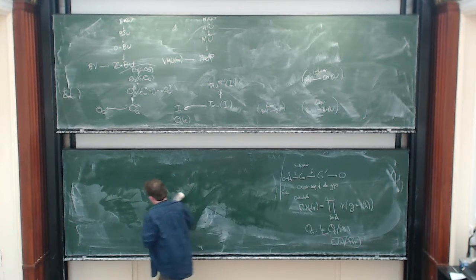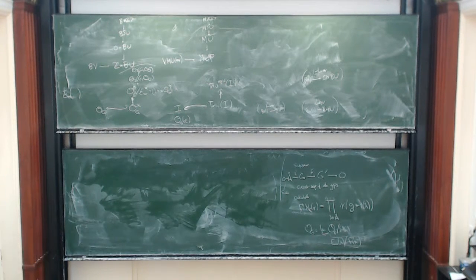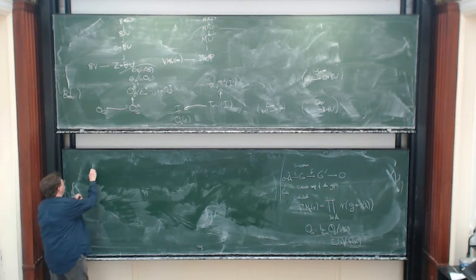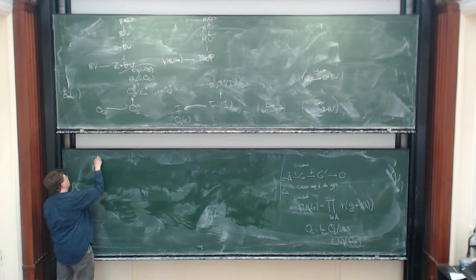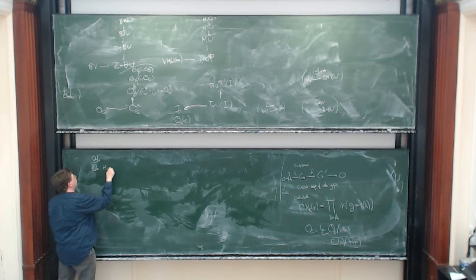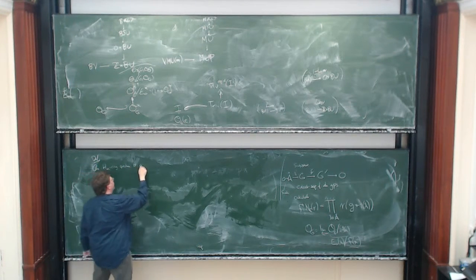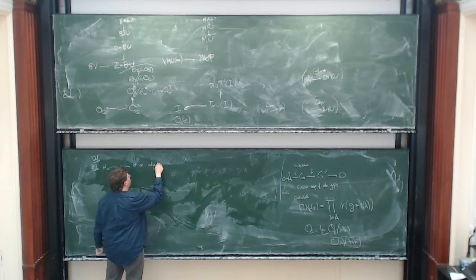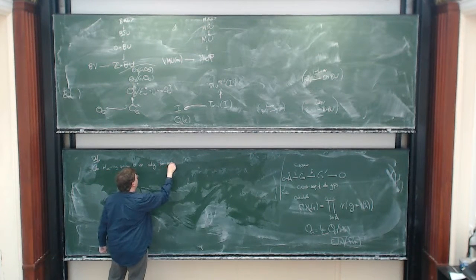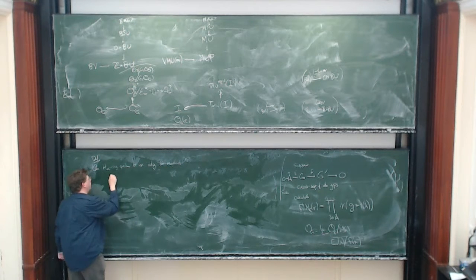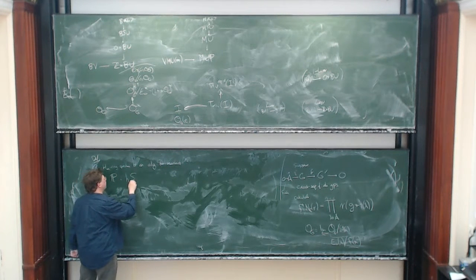So I define this notion of an H infinity ring. Maybe let me say what an H infinity ring is. So an H infinity ring is an algebra for the monad P on the homotopy category of spectra.